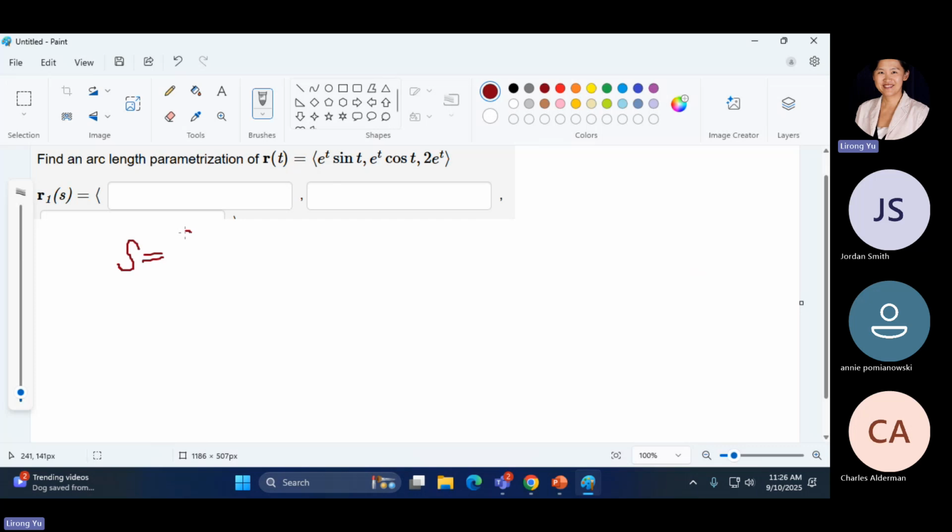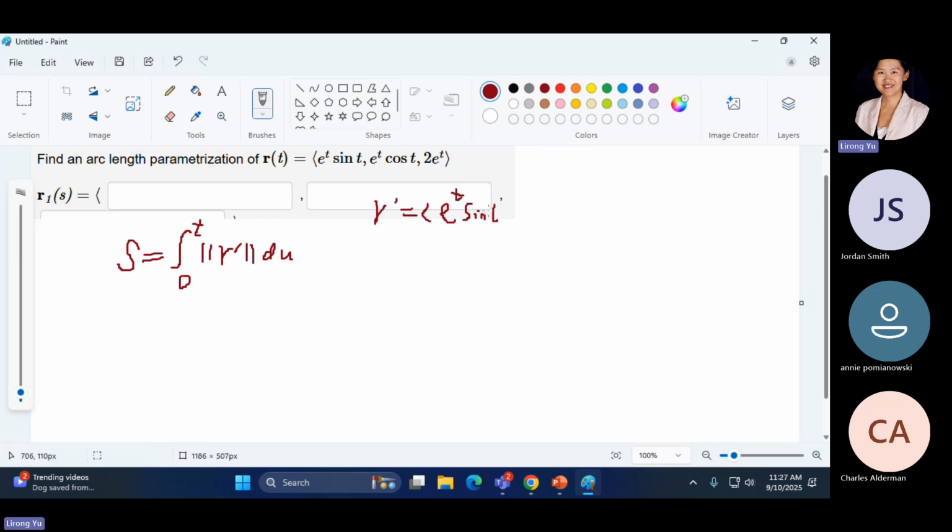So s equals the integration from 0 to t, and here we need the magnitude of r prime, e to the u. So that obviously means we need to find the derivative. The derivative of this function: there's a t in here and a t in here, because there's e to the t multiplied by a function of t, we have to apply the product rule. Using the product rule, the derivative of e to the t is still e to the t, multiplied by sine t.